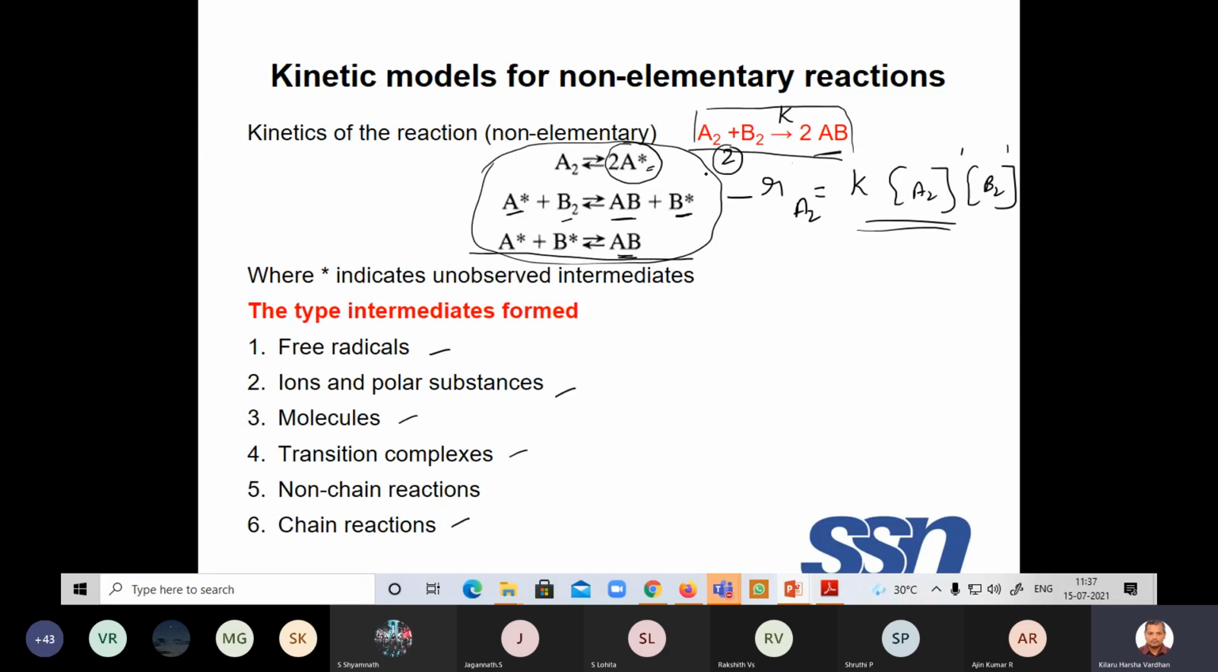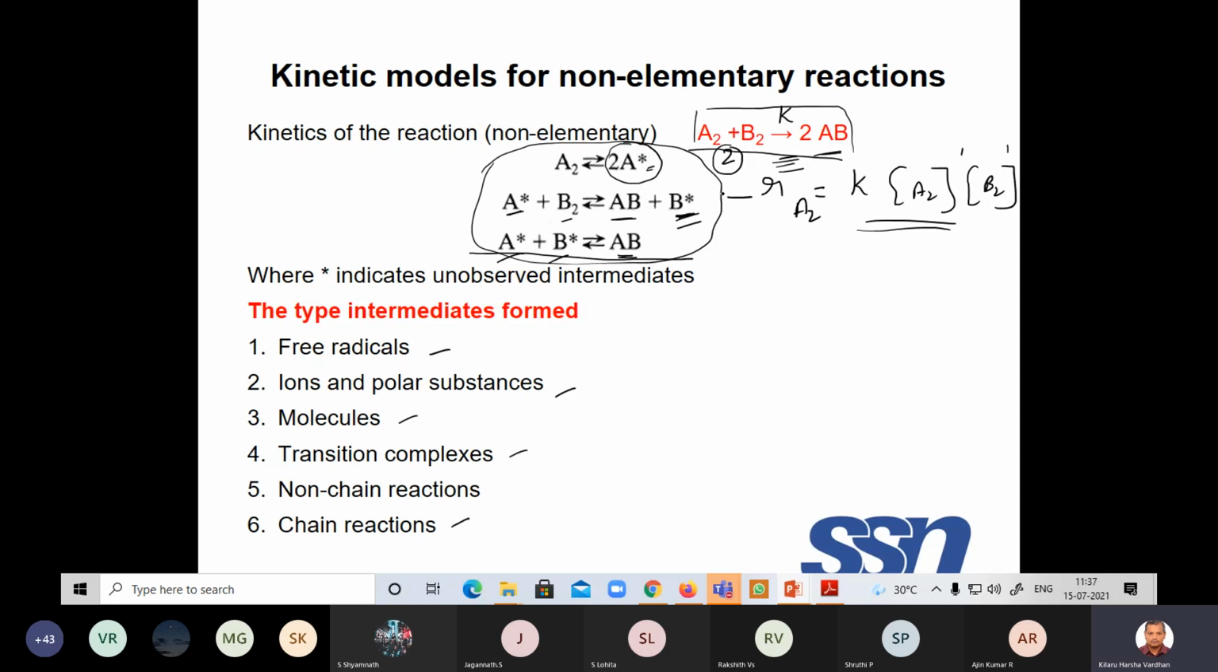And you have to write your rate expression based on what is available, that is A2, B2 and AB. We don't want these intermediates. We don't know what these intermediates are. So when you write the rates for this, assuming elementary reactions here, your rates will be in the form of B star, A star, which we don't know. We have to eliminate them. Once we eliminate them and club all the equations, then we can get the rate for this particular thing. This is how you have to go about searching for the mechanism.